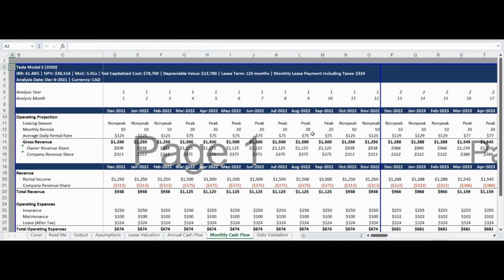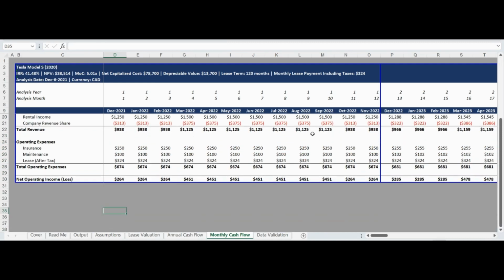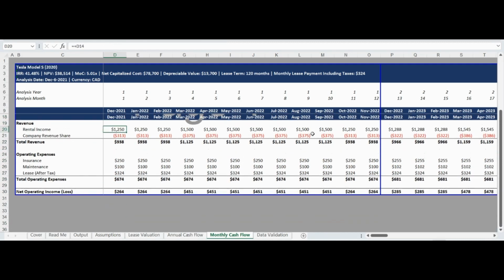The Monthly Cash Flow tab consolidates all of the user assumptions to develop a Forma income statement. The calculation begins with the revenue projection, which contemplates seasonality to forecast revenue as the product of the number of monthly rentals and the average daily rate. The hosting application fees are deducted from total revenue to determine the net monthly revenue. Operating, ownership, and leasing expenses are then deducted to calculate the monthly net operating income.